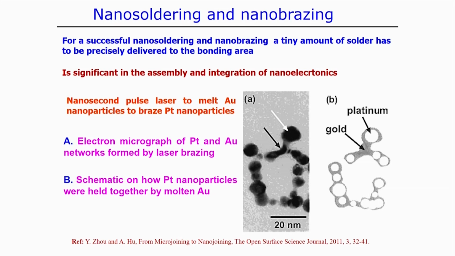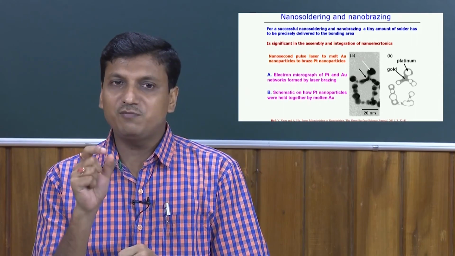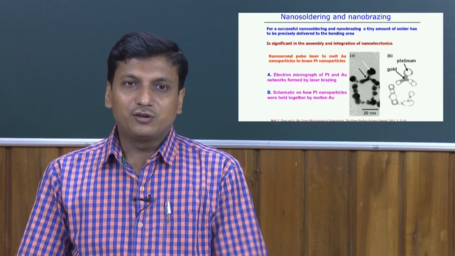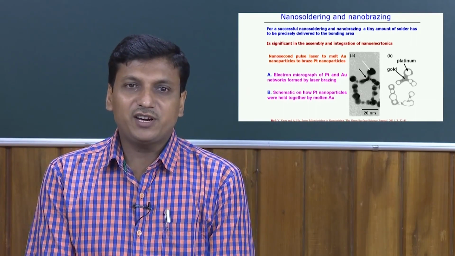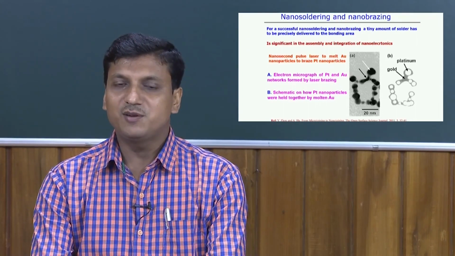Another point is nano soldering and nano brazing. Like conventional and micro scale soldering and brazing, even for nano soldering and nano brazing, we try to put a second material very precisely, and that second material joins the other two materials. So, for successful nano soldering and nano brazing, a tiny amount of the solder has to be very precisely delivered exactly at the bond area.